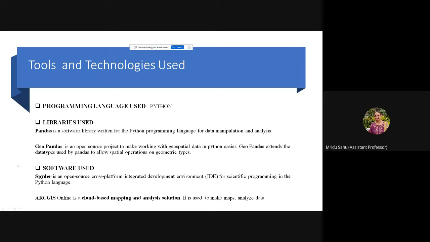The tools and technologies we have used in this case study are these libraries. Pandas is a software library written for the Python programming language for data manipulation and analysis. The second one is GeoPandas, an open source project to make working with geospatial data in Python easier. Then the software we have used: Spyder, an open source cross-platform integrated development environment, IDE, for scientific programming in the Python language. And ArcGIS we have used for online cloud-based mapping and analysis solutions.